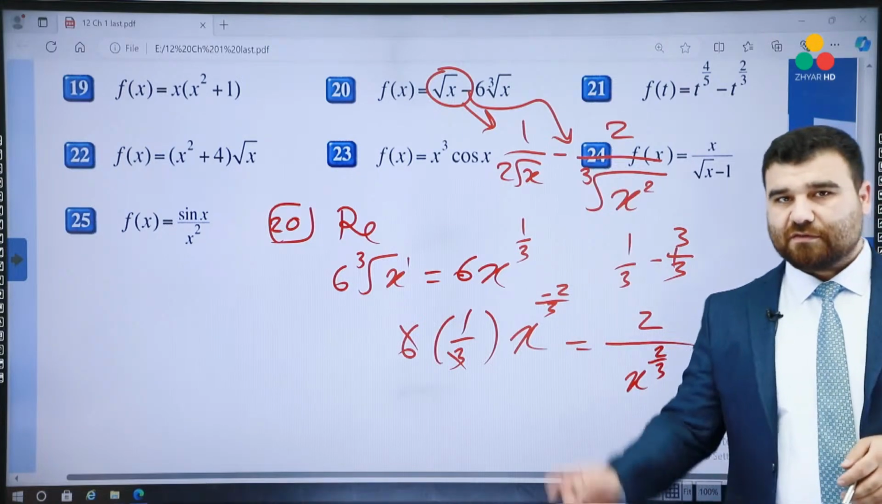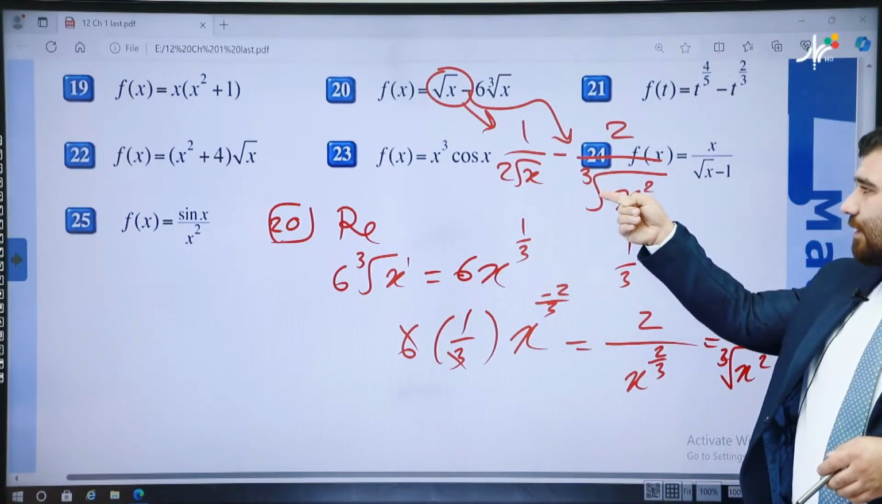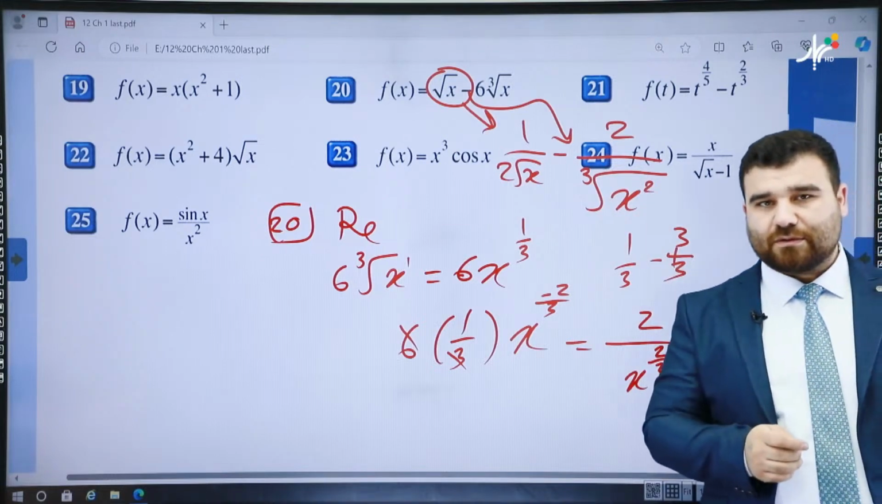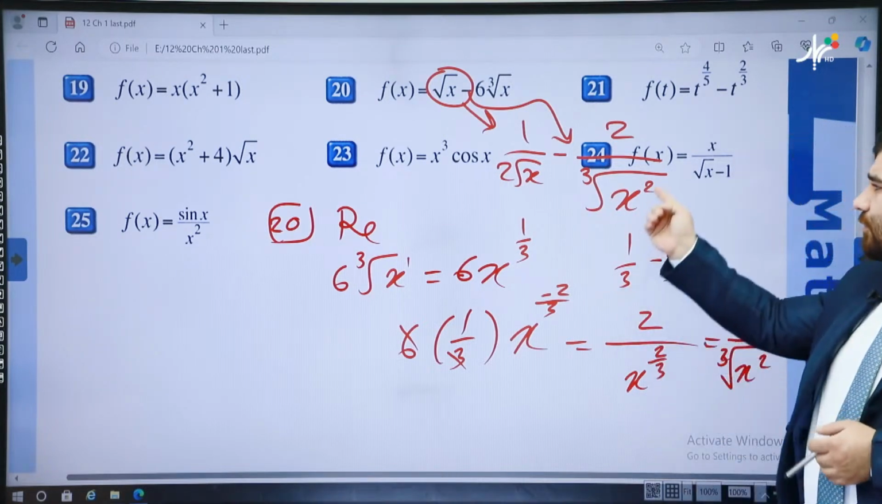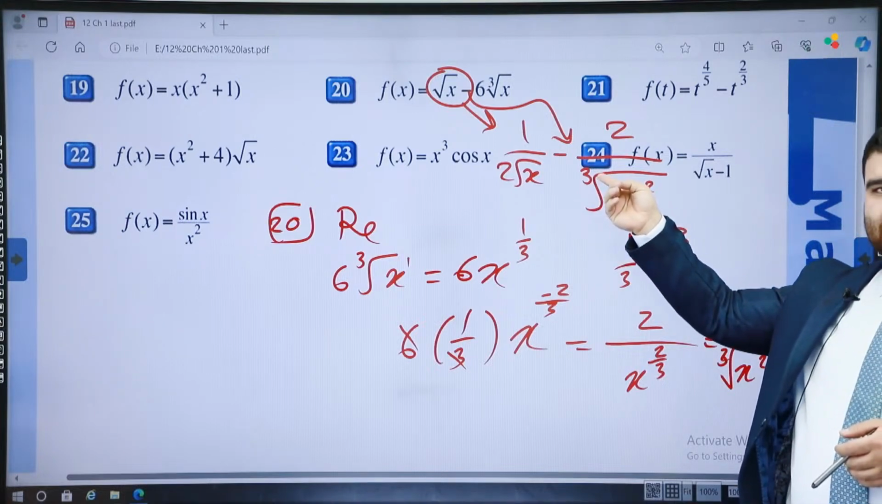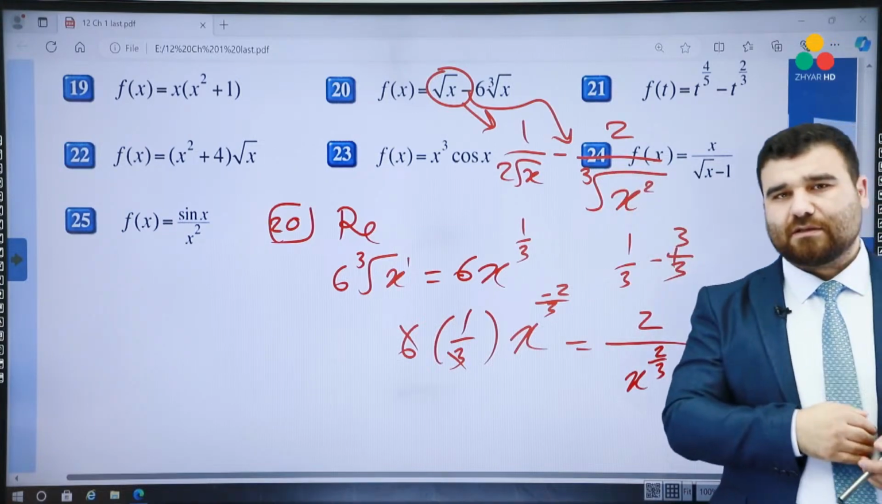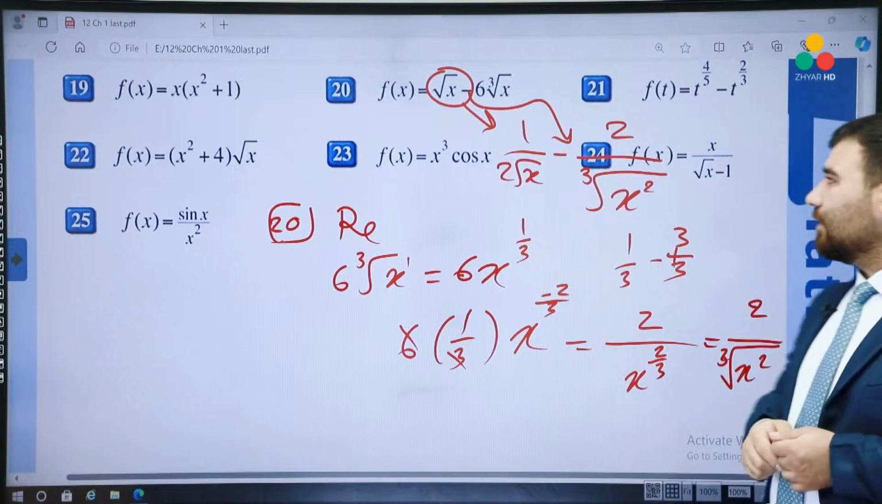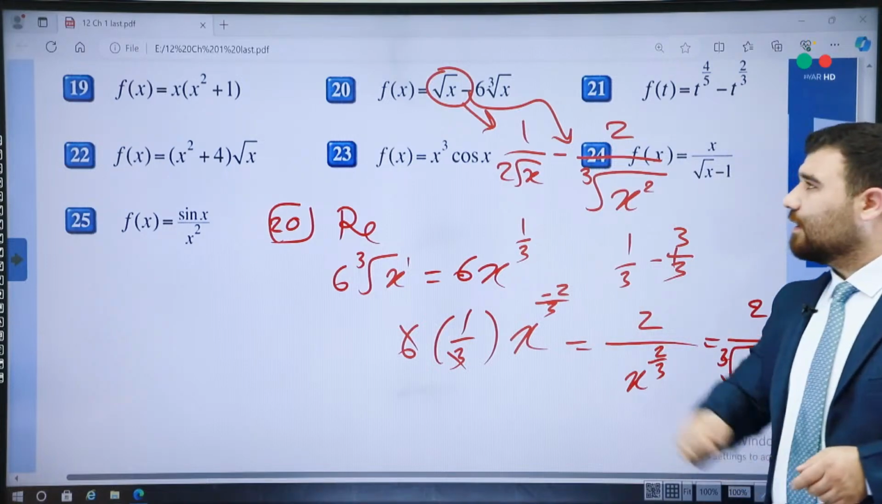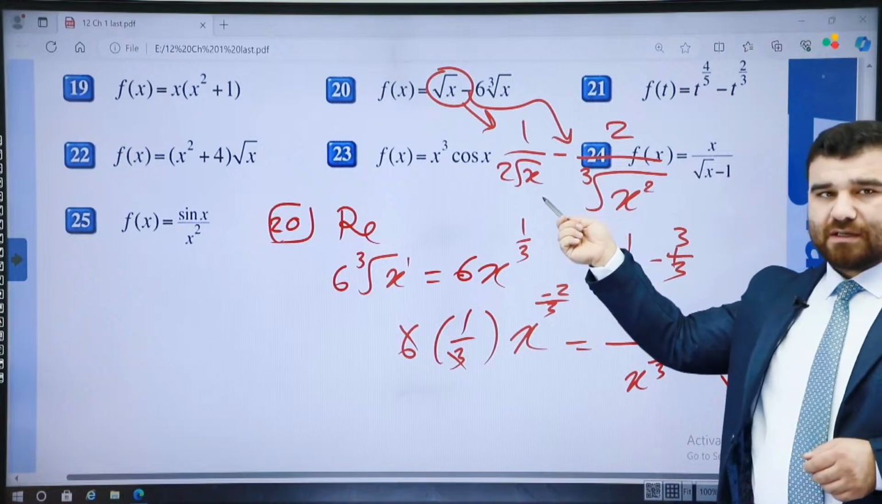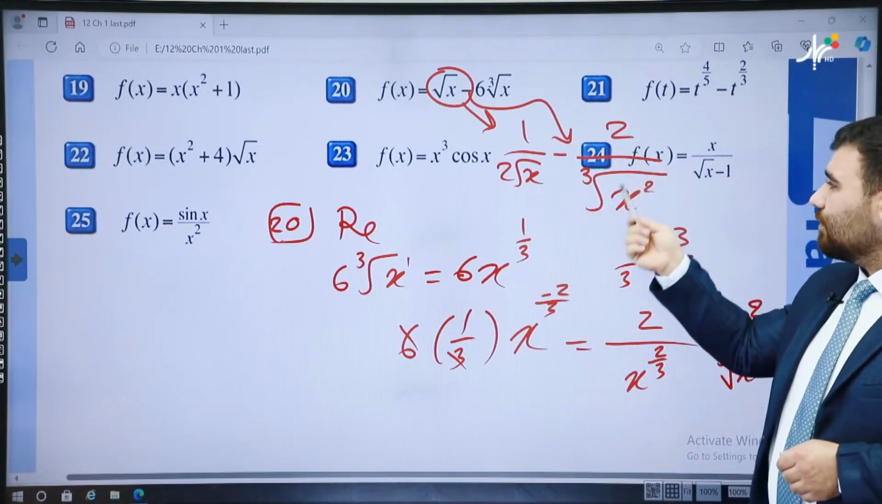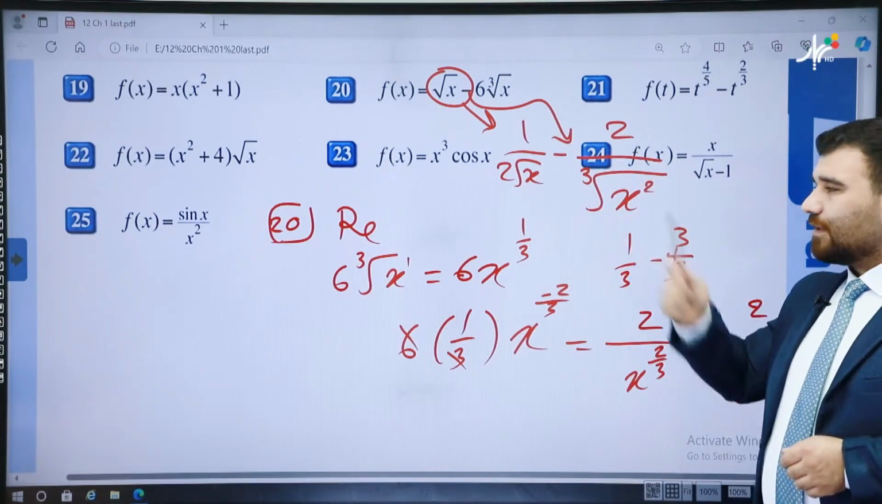You might wonder if power 2 can cancel the root. Power 2 can cancel square root. Power 3 can cancel cubic root. Okay? Power 2 cannot cancel cubic root. Power 4 can cancel quartic root. Okay? It's all relative. Now the answer of question 20 is 1 over 2 square root x minus 2 over cubic root of x power 2.